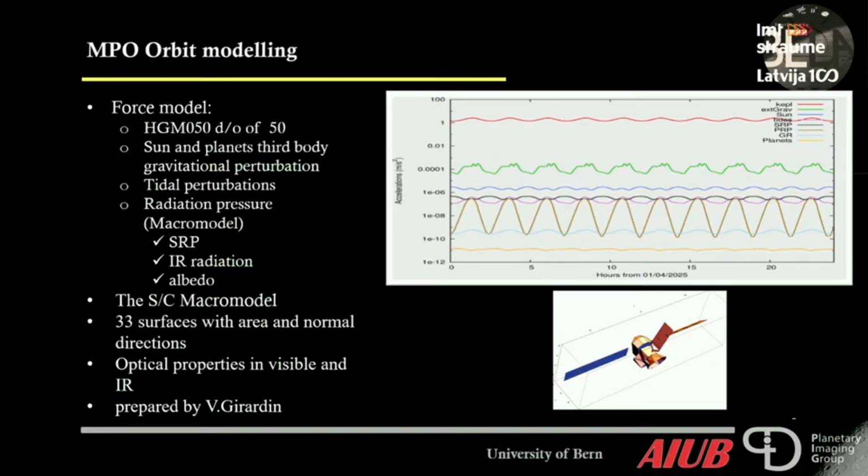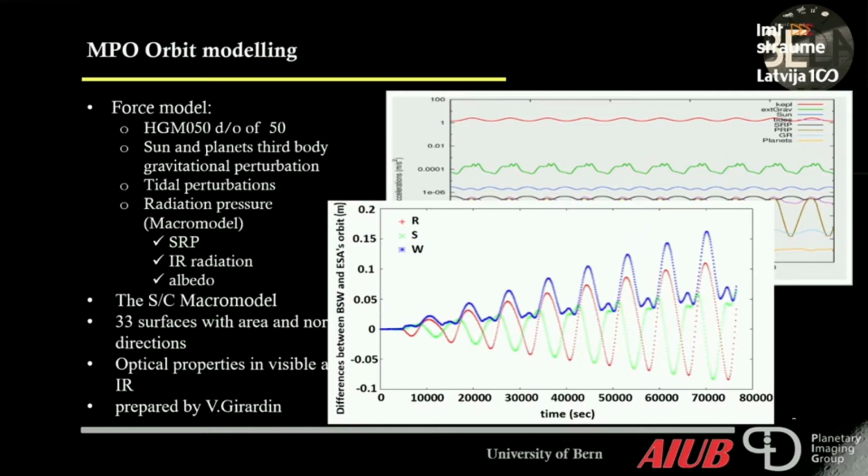Here you can see the amplitude of the accelerations of the forces that act on the MPO, and you can see the biggest one is the Keplerian force, and the rest are the effects of the solar radiation pressure, planetary radiation, and other forces. For the solar radiation pressure and IR radiation, we use a micro model for the spacecraft, which has 33 surfaces with area and normal direction, and also with optical properties in visible and IR. This model is prepared by Valère.